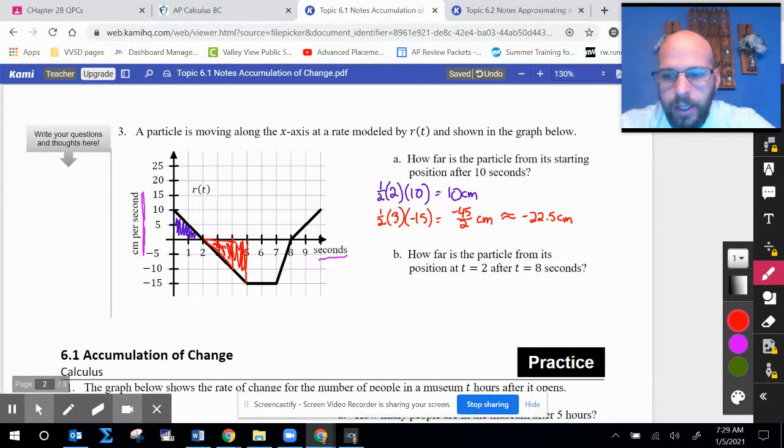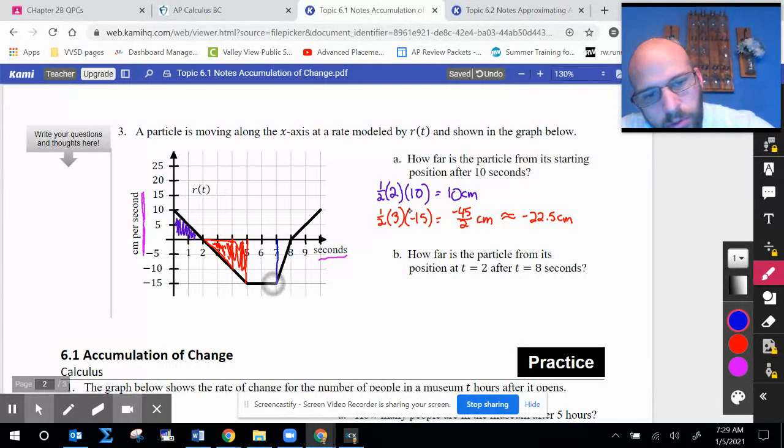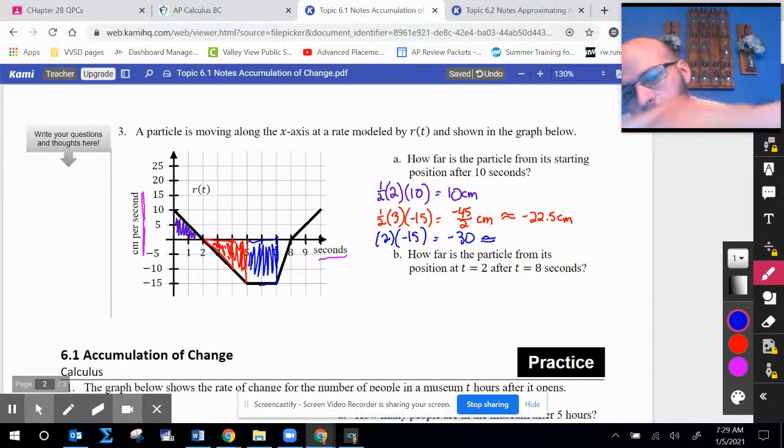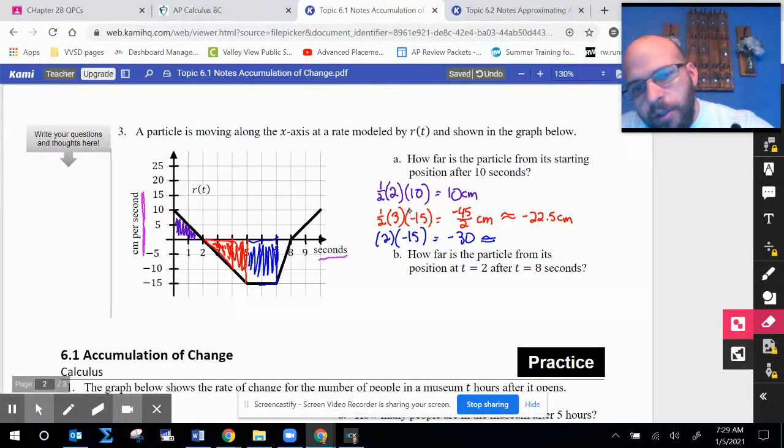Now I have a rectangle, so let's change colors here. We'll go to blue. Now this will also be negative because it's below the x-axis. So the width is 2. The height is a negative 15. So that would give me a negative 30. I don't really need an approximation symbol here. So it's just 30 centimeters.